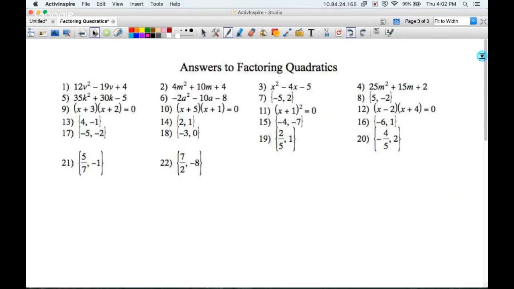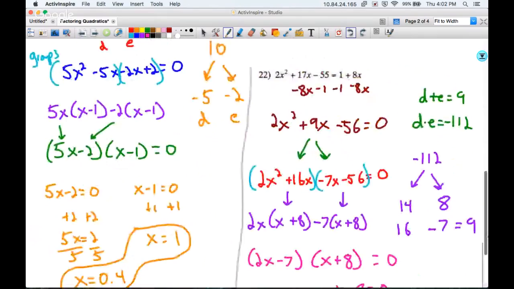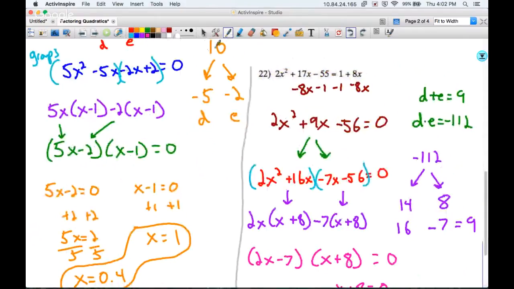Let's see how I did. Yeah, 7 halves and negative 8. Good. So that's how you can do some of these problems. Try the rest of them. And I will talk to you all later.